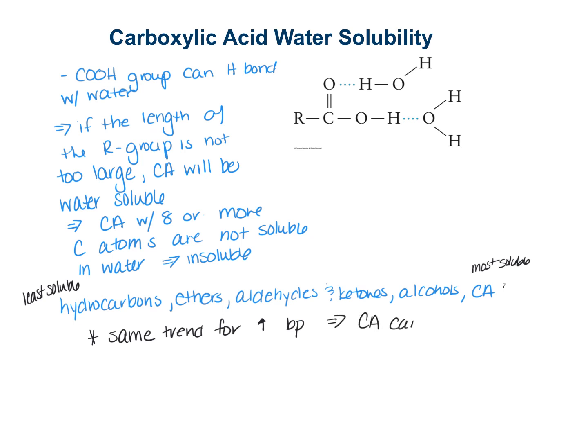Carboxylic acids can form 2 hydrogen bonds, and so that increases the boiling point, and it also increases the solubility because now you've got your carboxylic acid that can form 1 hydrogen bond here with water and another hydrogen bond here with water. So hydrogen bonding really influences our boiling point and water solubility. So we've talked about carboxylic acids, we've talked about what they are, we have talked about some of their properties, and now we're going to talk about some of their reactions.